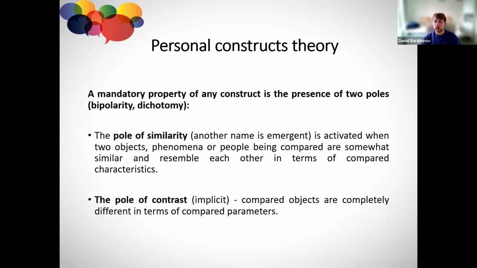And the pole of contrast is activated when you compare objects, situations, events, or people, and you find that they are different. So for example, to create a construct of intelligence, of being smart, you need to have an opposite pole, like being stupid, or what you suppose is opposite to being intelligent, right? So that's why all personal constructs have this pole of similarity and pole of contrast. Without that, it just doesn't work.